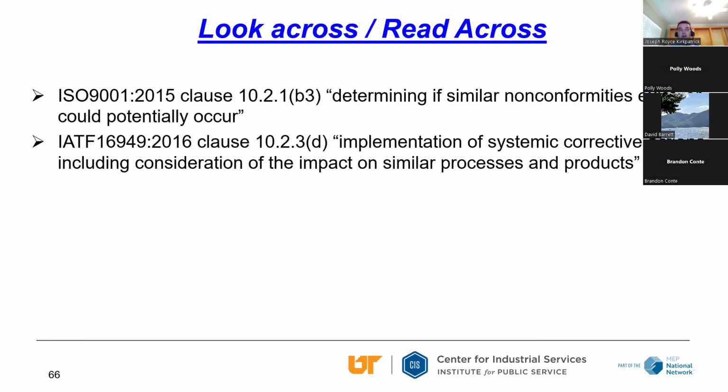Look across, read across should be happening with every corrective action we do. ISO and IATF have separate requirements, but they say basically the same thing. If we have a corrective action, we should determine if this can be applicable to other areas. ISO says determining if similar nonconformities exist or could potentially occur. And IATF says implementation of systemic corrective actions, including consideration of the impact on similar products and processes.